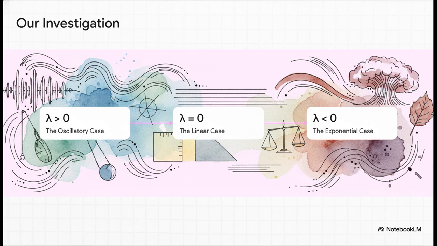Well, we need a plan, a systematic approach. We're going to play detective and investigate 3 separate possibilities for our suspect, lambda. We'll check what happens when it's positive, what happens when it's exactly 0, and what happens when it's negative. This covers all our bases and is going to help us crack the case.